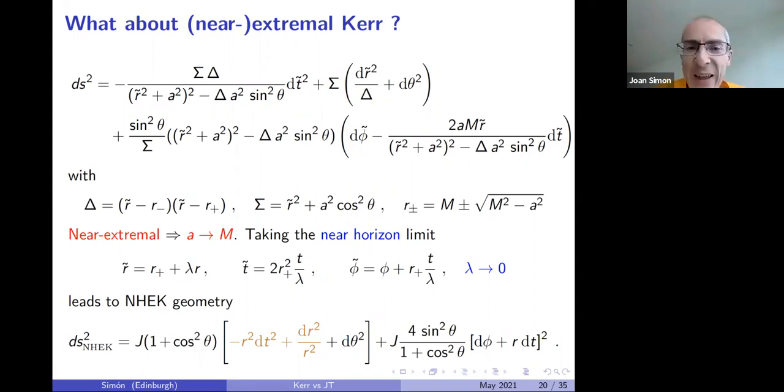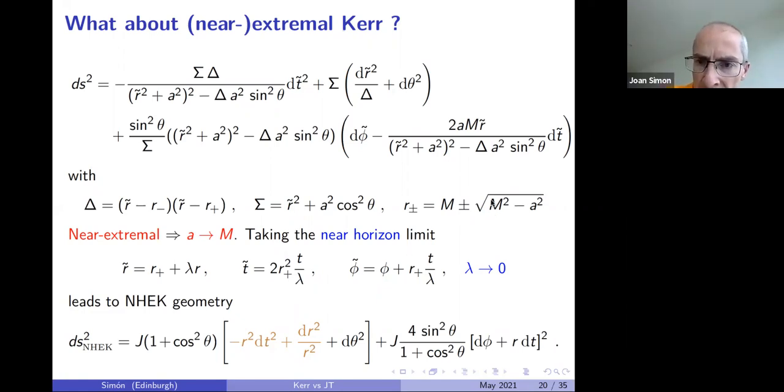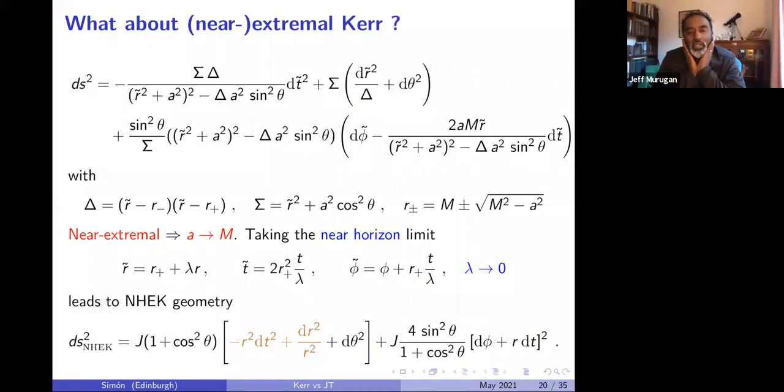The answer is that I don't know. In the near-extremal limit, since R plus and R minus differ by lambda terms, I would get the same thing. But in general, I don't know. But in any case, you're interested in the near horizon near-extremal limit, so the horizons get very small. You can see it in this square root here. In the extremal limit, the difference is linear in lambda. But in general, yeah, you're right.